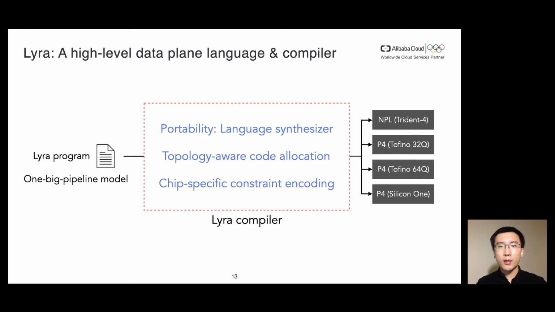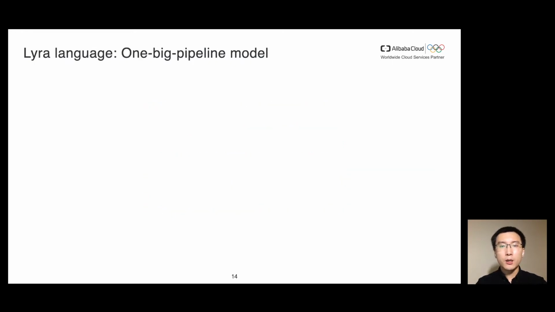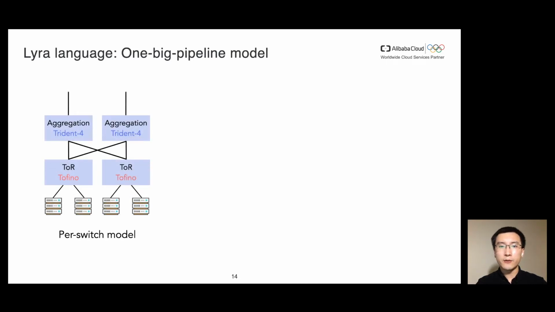Let's first see why we need a new abstraction. Traditionally, there are two models of network. The first model is a per-switch model, where the programmers program each switch individually. And as we introduced before, this model is too fine-grained and brings many challenges.